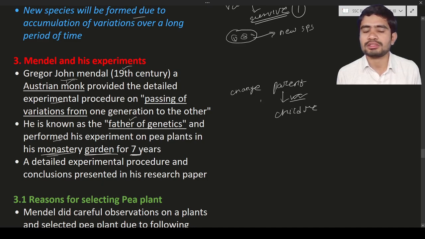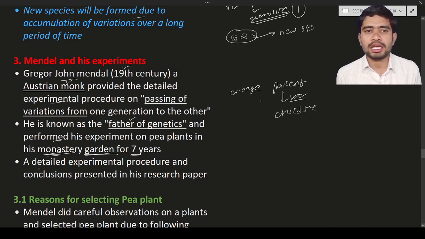So 7 years is not a small thing, it is a huge time. He took a huge amount of time to perform these important, detailed experiments. It takes a lot of patience, a lot of care, and a lot of effort. Because of all this hard work, we call him the father of genetics.